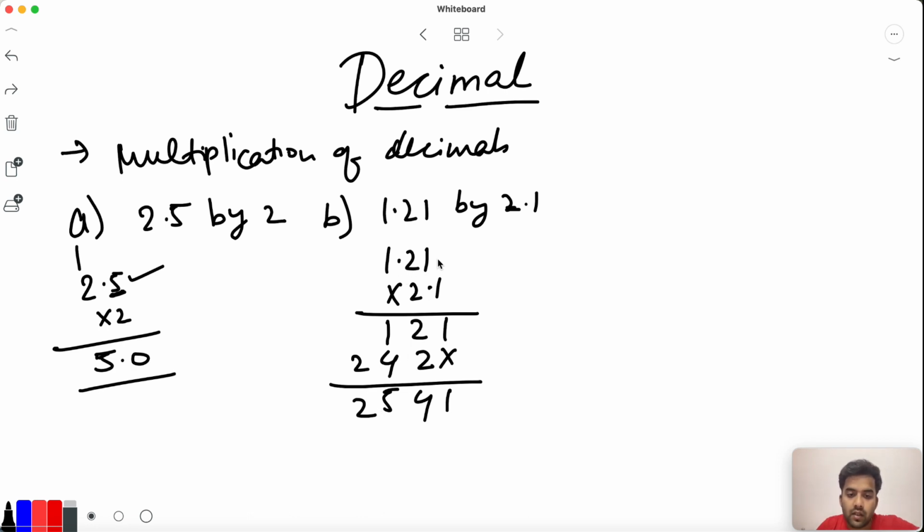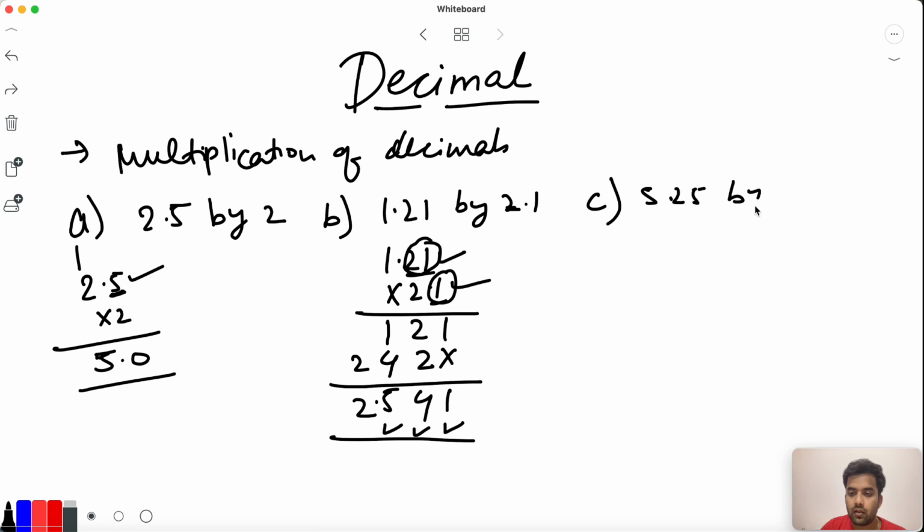Now check the first number, after the decimal how many digits? 2. Here after the decimal how many digits? 1. 2 plus 1 is 3. Start counting from the back, 1 2 3. Now put the decimal. So what is the final answer? 2.541. Got it? Whatever count of digits there is after the decimal, just count from the back-hand side, 1 2 3 like that, and put the decimal. That's all.